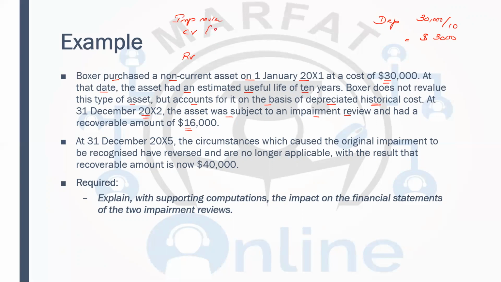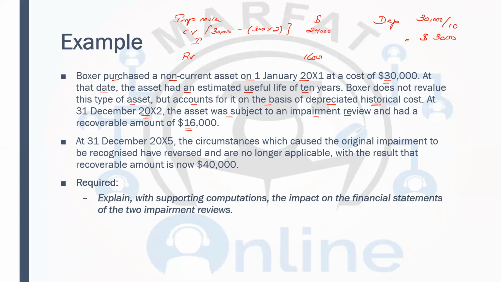Okay, 30,000 is the cost. Now you need to deduct the 2-year depreciation. So $3,000 per year into 2 gives you 6,000. So 30,000 minus 6,000, the carrying value should be 24,000. Now this should be compared with the recoverable amount, and that is being given.